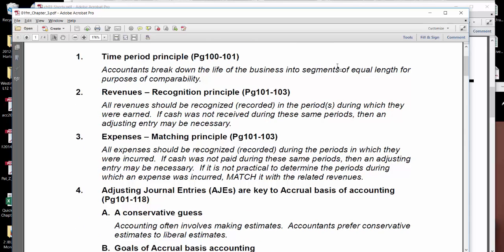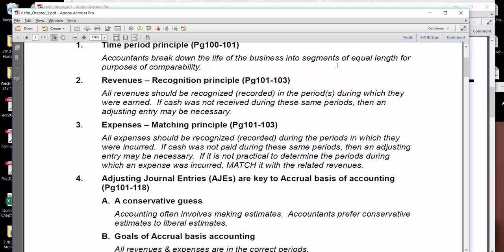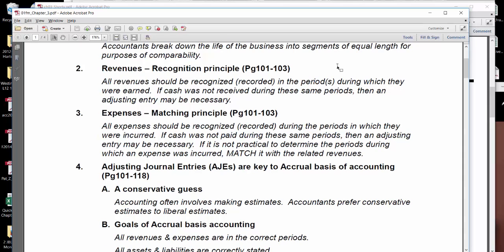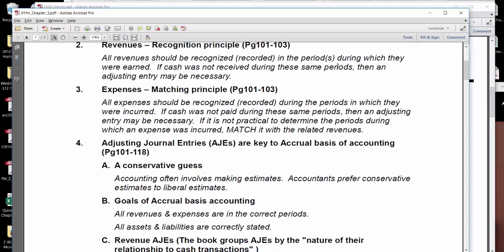Often in accounting we have to make guesses, we'll call them estimates, and accountants tend to prefer conservative estimates to liberal estimates. So what we're trying to do is get revenues and expenses in the correct period, and get all assets and liabilities correctly stated.